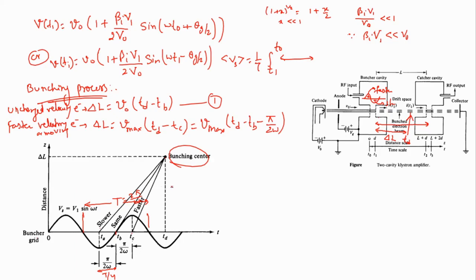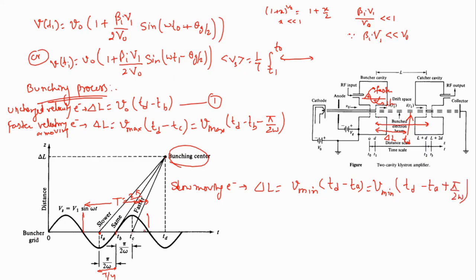Similarly, if we write for the slow moving electron, delta L will be V min, because for the slow electron the velocity will be minimum. So minimum velocity into TD minus TA, because the slower electron is moving from this point, so this will be TA. This can also be rearranged in the form of TB. So this will be V min into TD minus TB plus pi by 2 omega, because TD minus TB will be this distance and we have to add this pi by 2 omega. So this is equation number 2, and just take this as equation number 3.